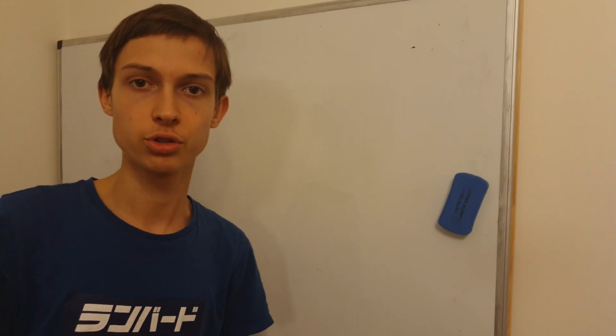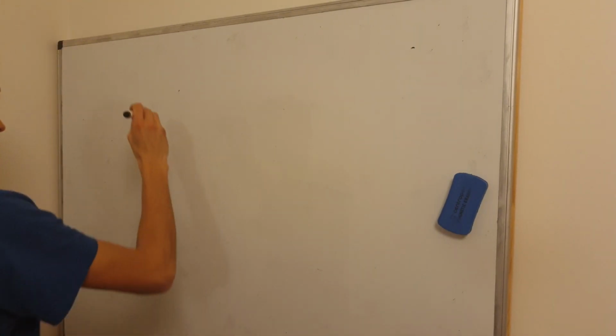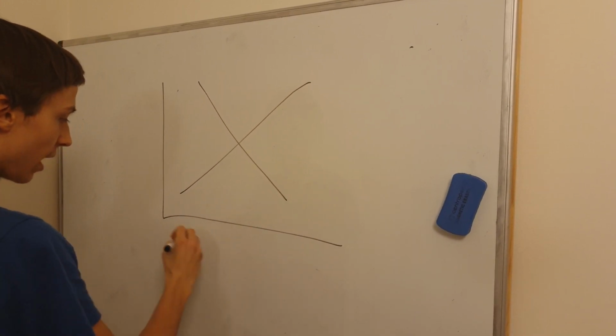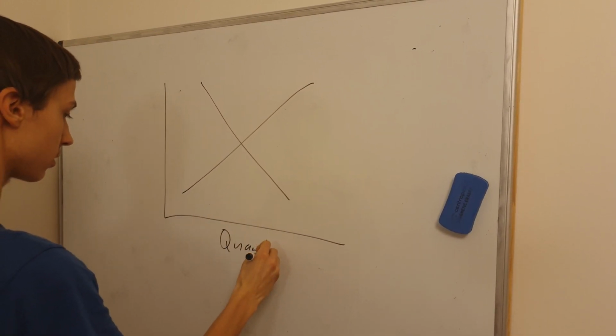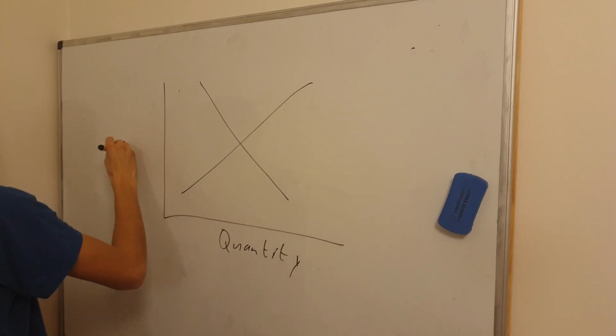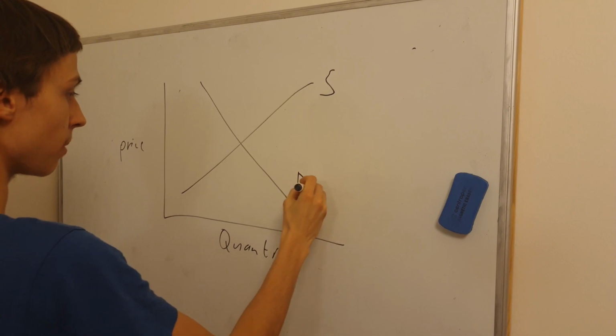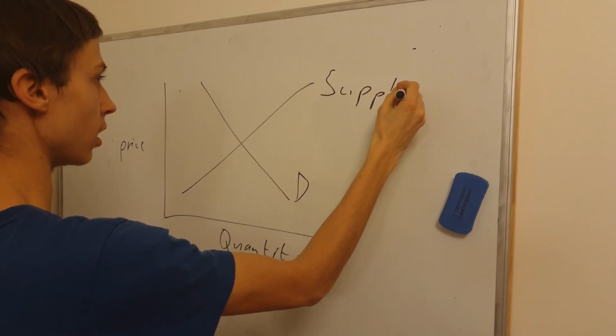There's something called consumer surplus, and first of all, I should draw this diagram where we have quantity on the horizontal axis and price on this axis, and then we have our supply and demand curves.